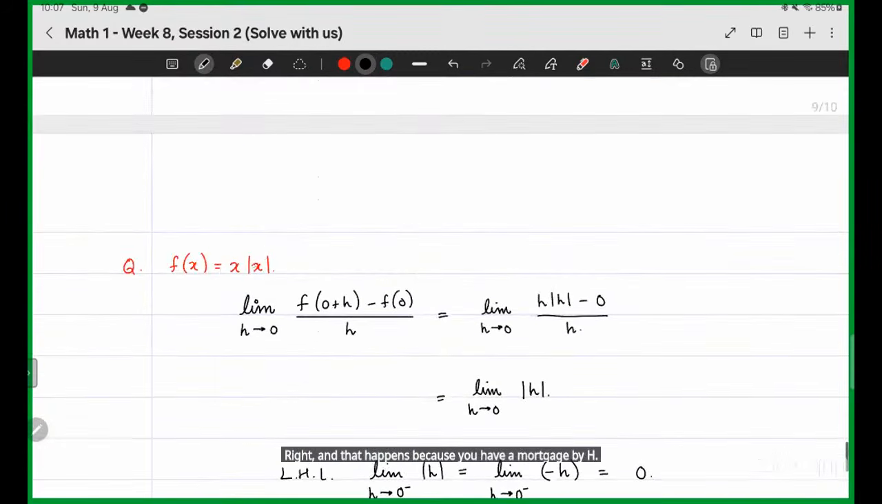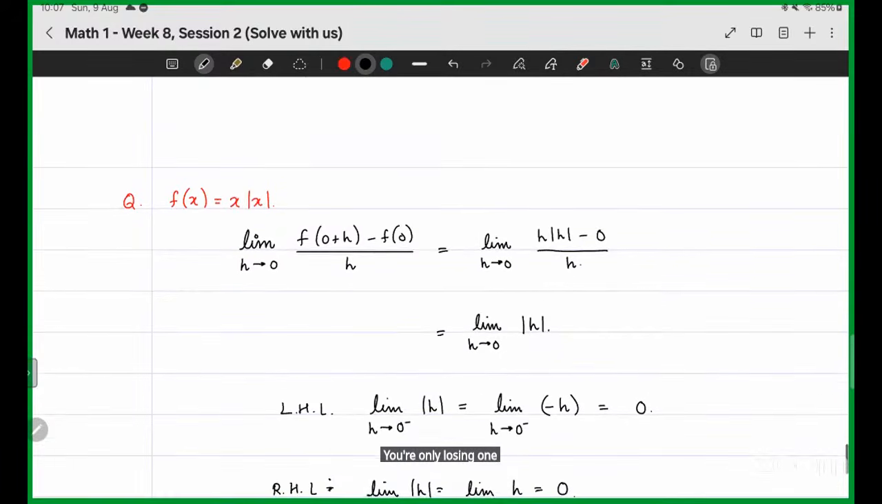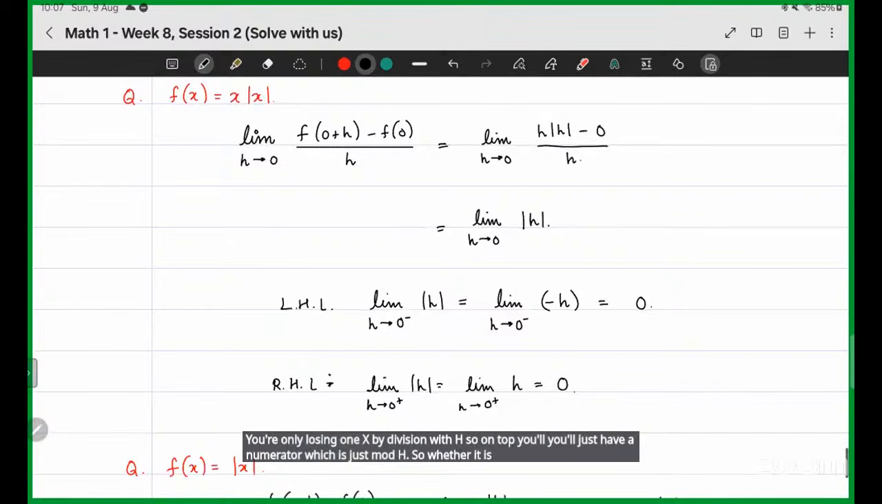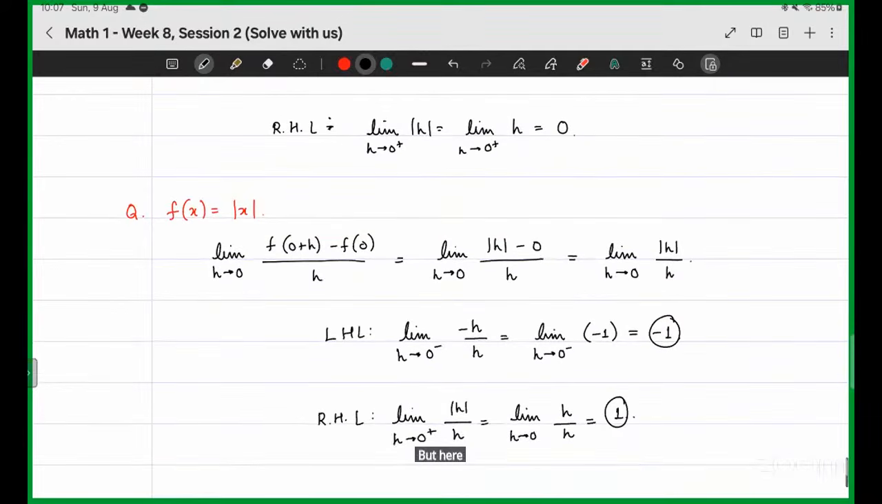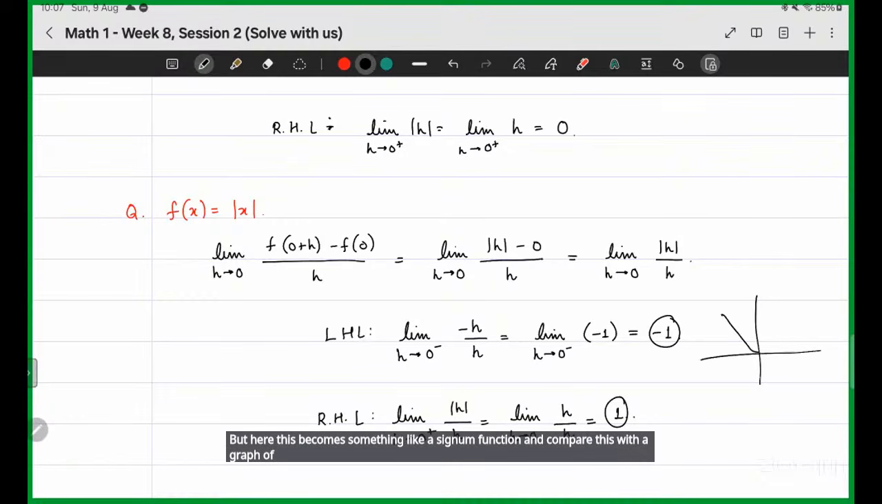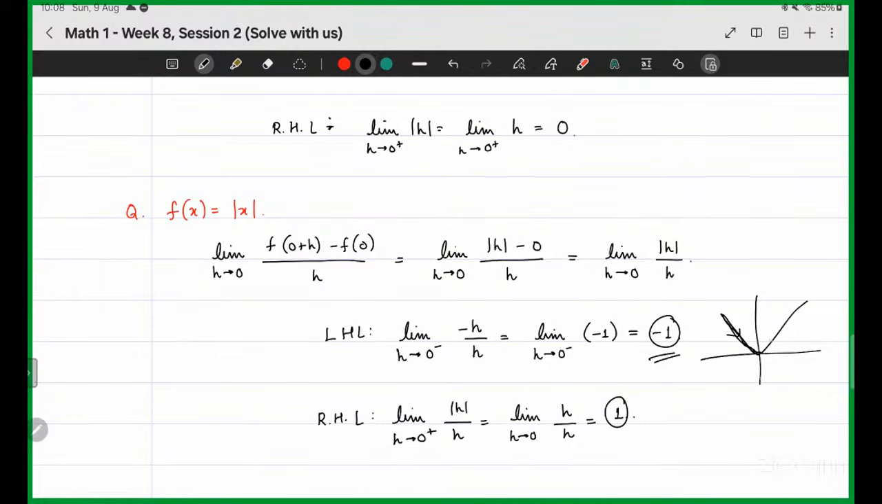By multiplying x mod x, you're only losing one x by division with h. So on top, you'll just have a numerator which is just mod h. So whether it is plus or minus, since the quantity itself goes to 0, it goes to 0. But here, this becomes something like a signum function. Compare this with a graph of the thing. Over here, you'll see that the slope is always -1. That is the nature on the left-hand side, and that is what is mathematically given over here. And over here, it's always +1. So their limits cannot be the same.